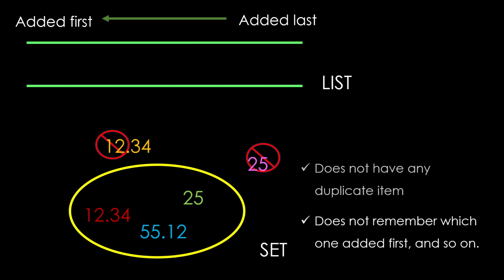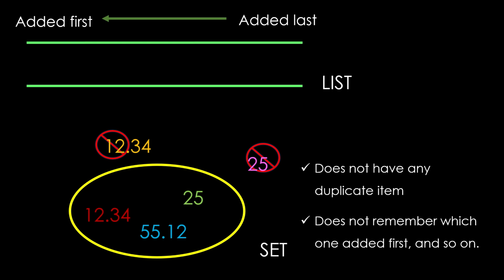Then we have to store 12.34 twice and 25 twice. But duplicate items are prohibited in a set. So we still cannot use a set to store the items of val1. Remember that not just the order but also the presence of duplicate items are the key considerations when a programmer chooses between a list and a set.